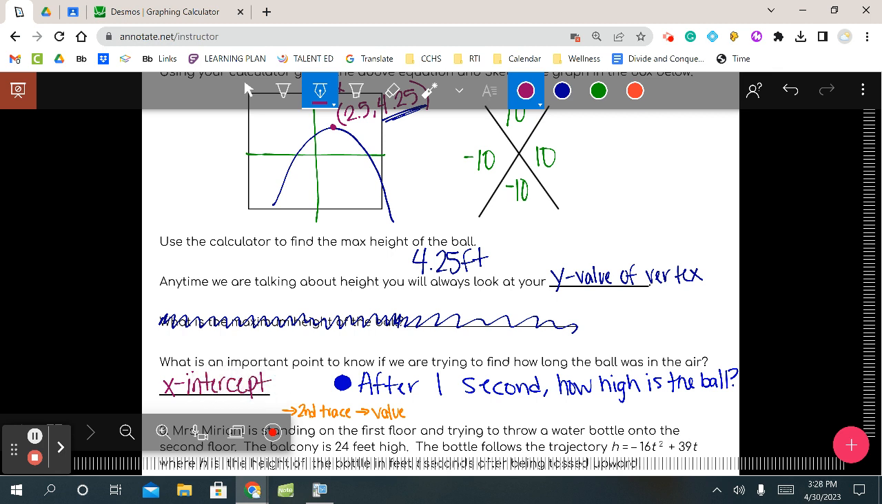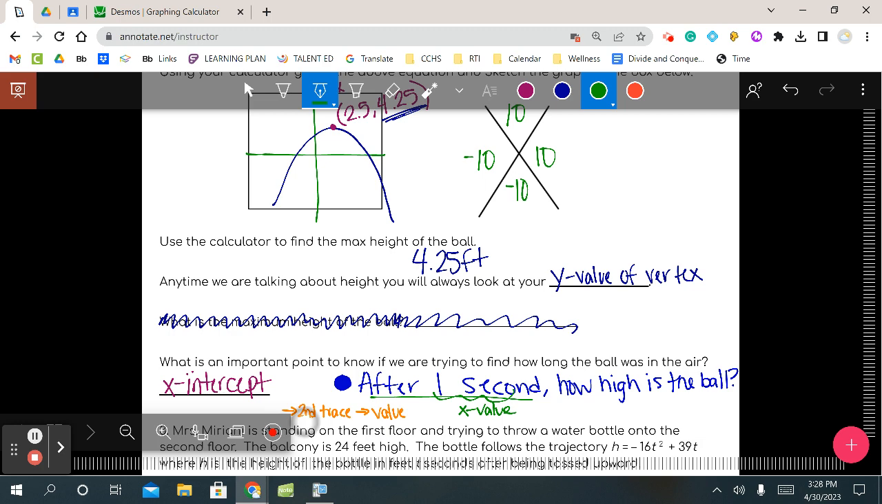So this one specifically, this question says after 1 second, how high was the ball in the air? Please write that question down because this is going to be important. This is talking about our seconds. This is my x value. There is a way in your calculator where you can put in that specific x value and it'll give you the y value.